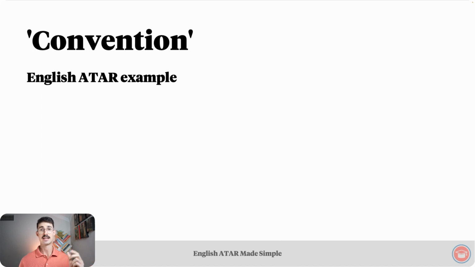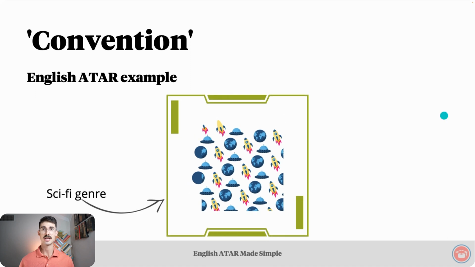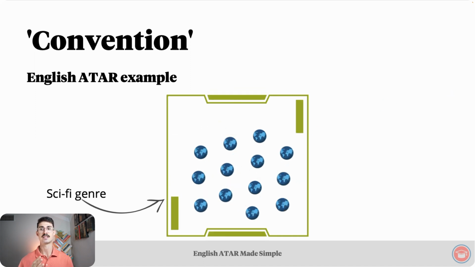That's an everyday example. How about an English ATAR example? I might say it's conventional to see spaceships in sci-fi movies. Another way to say that sentence, the inclusion of spaceships is a convention of sci-fi movies. The use of the word convention in both of those examples is saying that spaceships are typically seen in sci-fi movies, but a sci-fi movie does not need to contain a spaceship for it to be classified as a sci-fi movie.